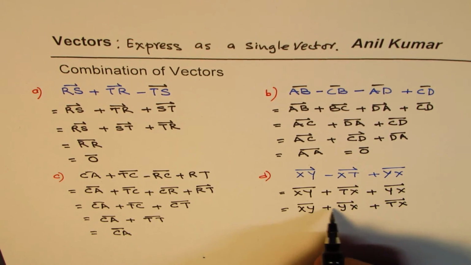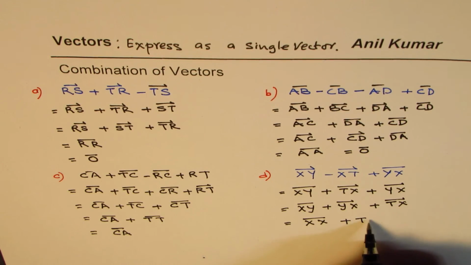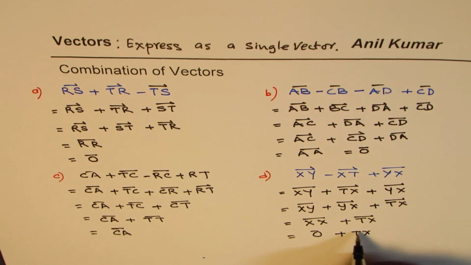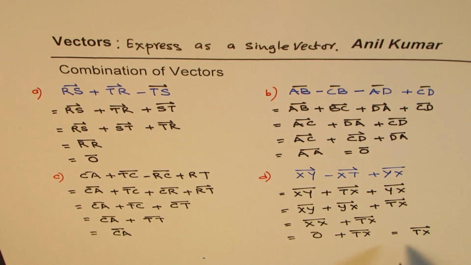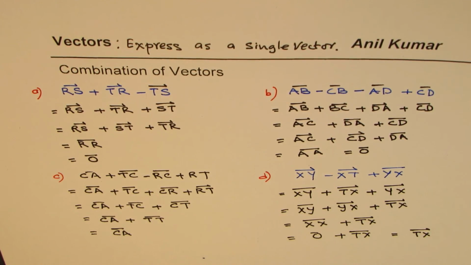Now XY and Y to X really means from X we started and we landed up at X, plus T to X, correct? Now this is zero vector. X to X is a zero vector plus T to X, and so the result is T to X. So that is the single vector which represents the combination of vectors which we started with.